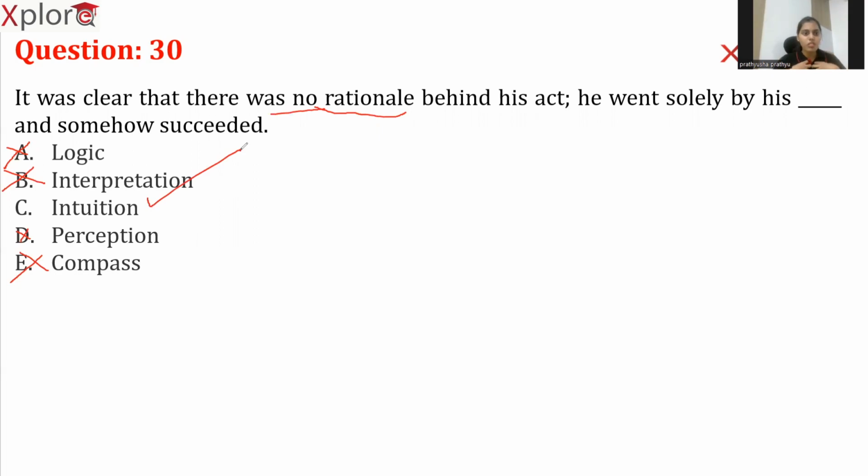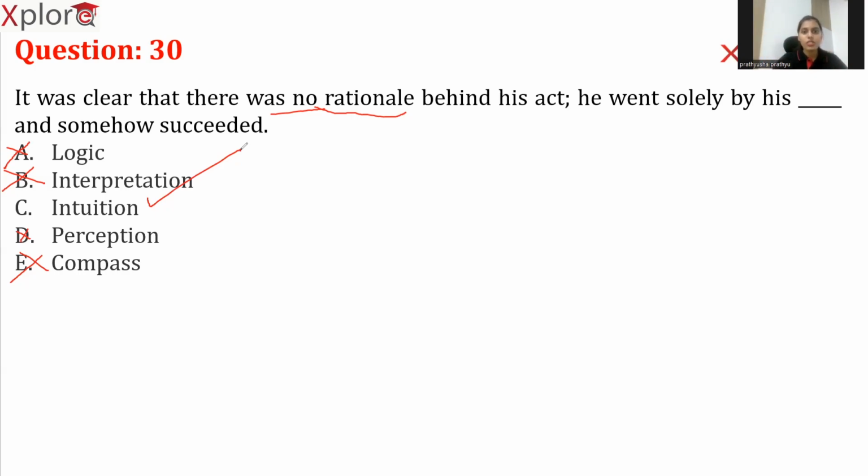Intuition, meaning nothing but his instincts. So what is the meaning of instinct? Sometimes you feel like, okay, I have to do this. Without even knowing, sometimes you feel like this is the right answer, but you do not know whether it is right or wrong logically, factually. But your heart says, follow your heart. You might have heard the term, right? Instincts. Sometimes you feel that something bad is going to happen today. What are those instincts? What you feel. So intuition. He went solely by his intuition. So whatever he felt like doing, he did it, and somehow he succeeded.